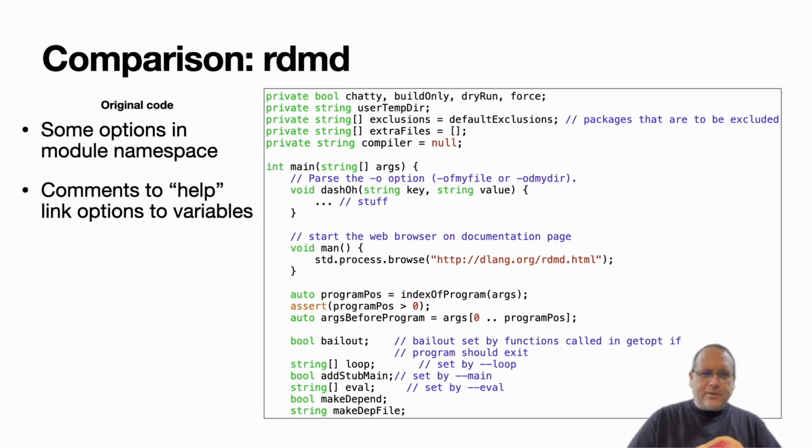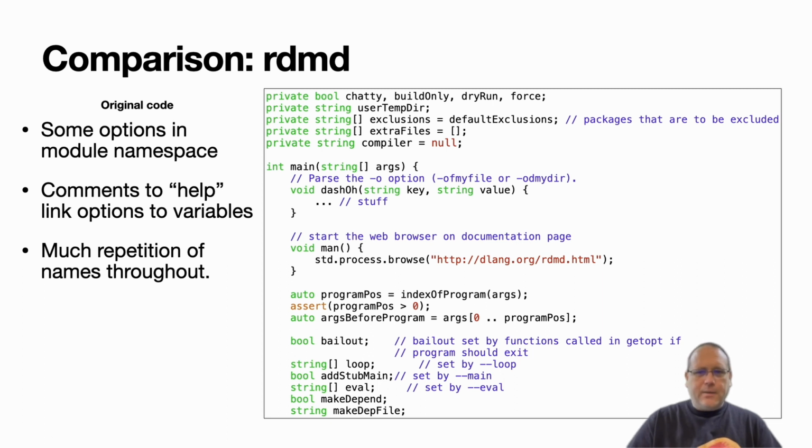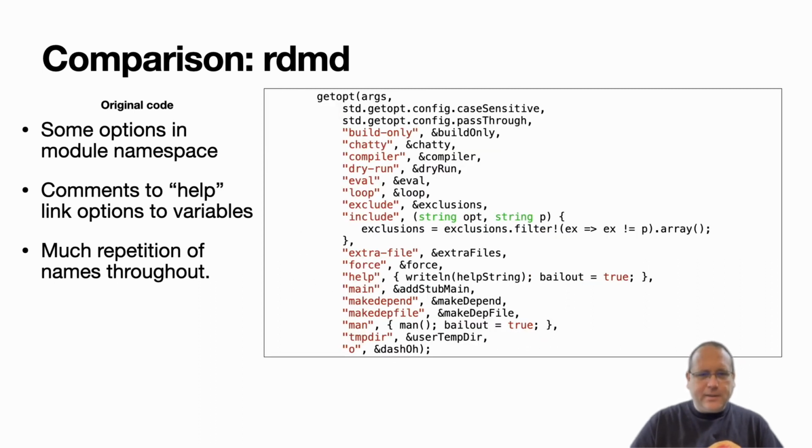There's comments here to help link options to variables. Well, this is kind of silly, right? So basically we're saying in the comment, oh, this -o function matches the -o option. Well, we don't have to do that with getopt2 because it's already there, right? Everything's all in one spot. Much repetition of names throughout. So you see add stub main is -main, and then of course down here we see -main links to add stub main. We're repeating a lot of the variables over and over again. You have compiler to address of compiler, lots of repetition.